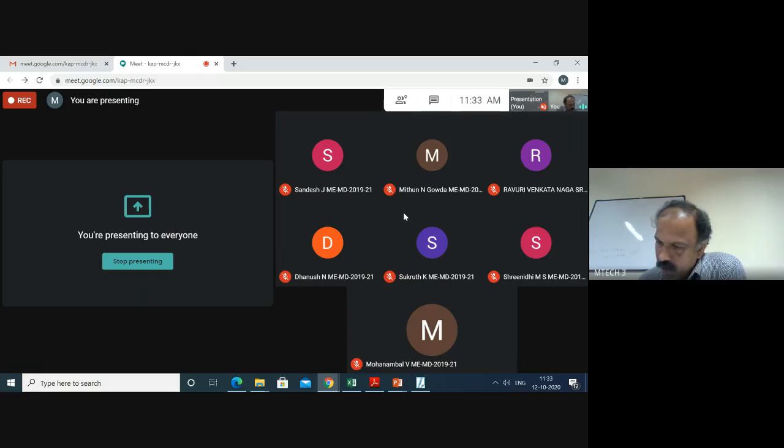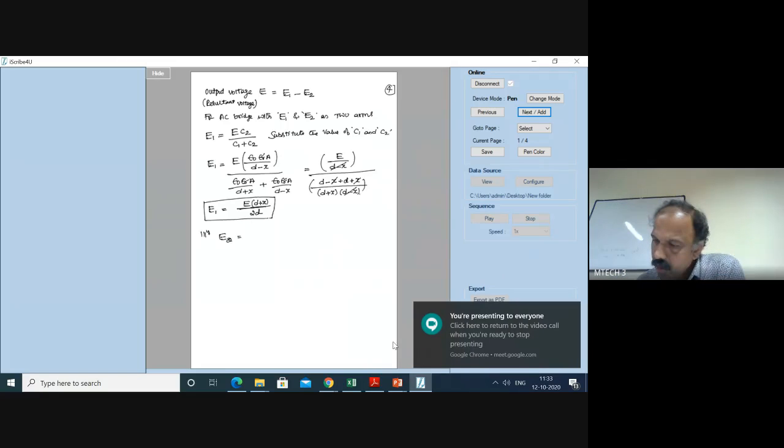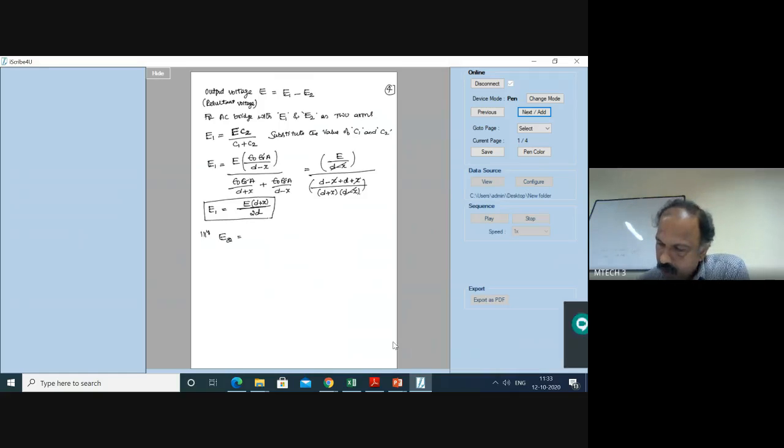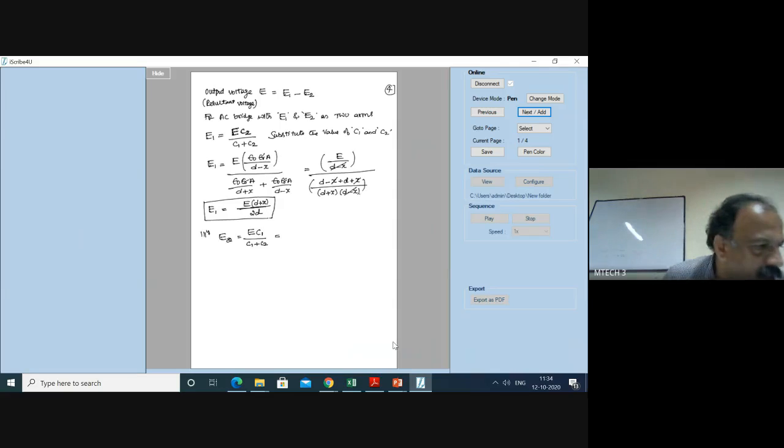Now E2 is going to become what? Earlier it is, now if you observe, E into C2. Therefore, for E2, what is going to come? E will remain as it is. In place of C2, it becomes C1. C1 divided by C1 plus C2. Okay. So substitute the value of C1 and C2 into this equation and give me the value of E2.